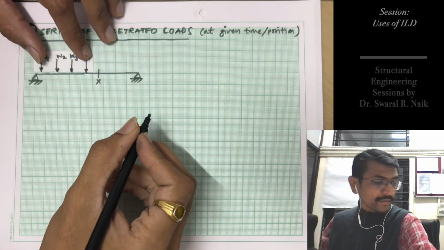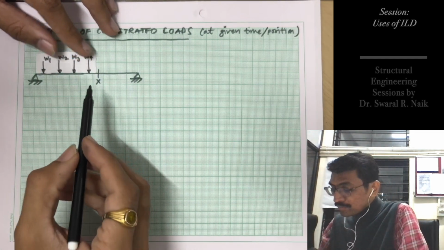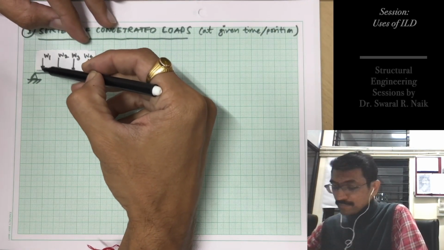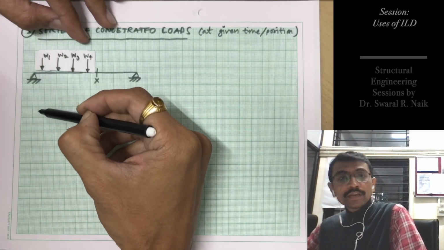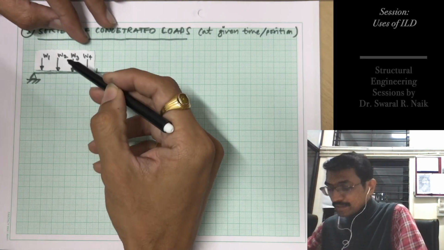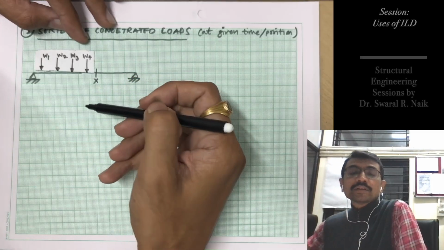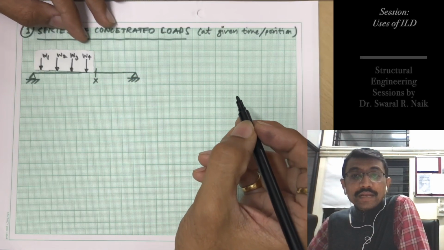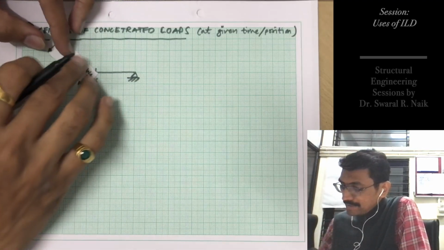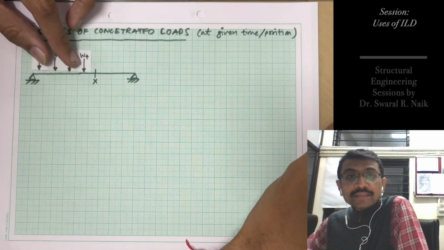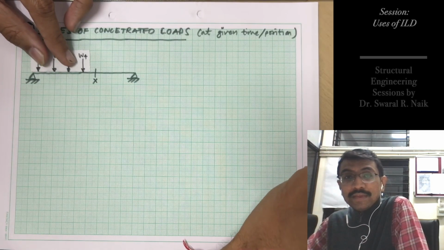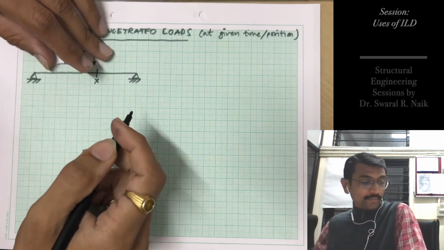So how can it be done? What will we do now? As I said earlier, we will see the value of W1, multiply that value with the ordinate of the ILD for SF, then W2 with its ordinate of the ILD, W3 with its ILD, and we will sum it up algebraically. Algebraically means using the sign convention also, plus, minus. So this is the simple procedure to calculate SF at a section and BM at a section for concentrated point loads.